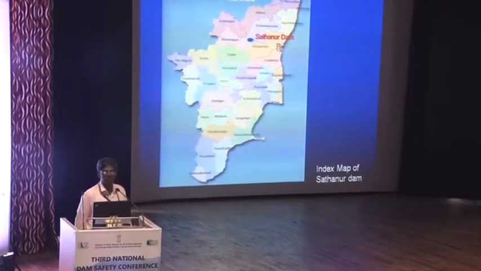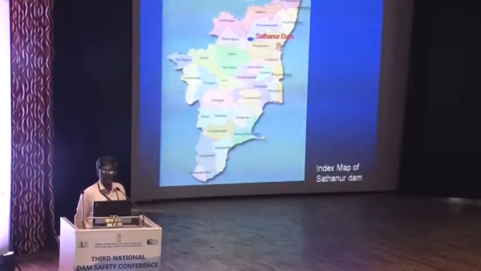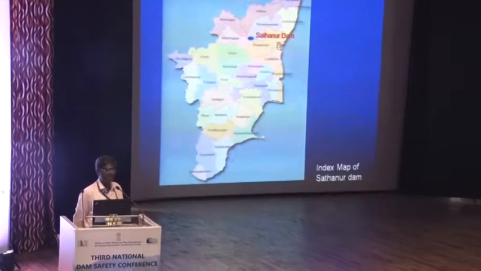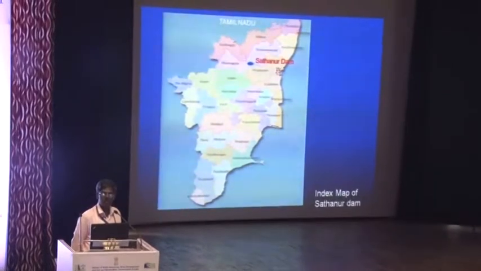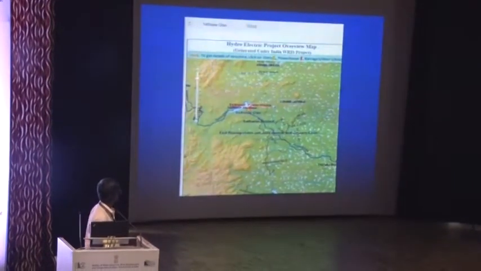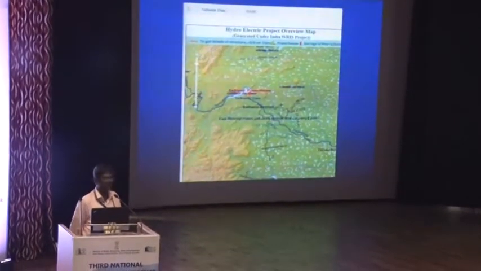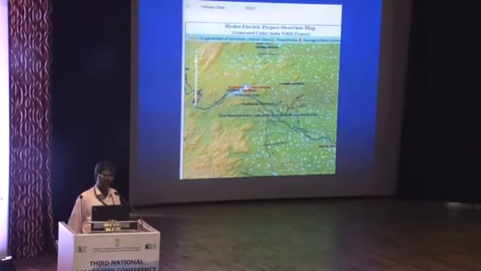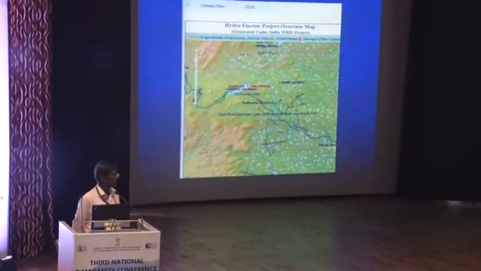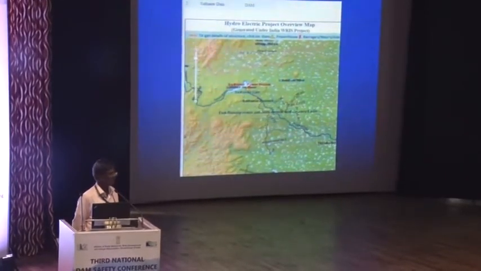Now coming to the Sathanur Dam, which is one of the famous dams in Tamil Nadu, situated in Tirunelveli district, and which also serves Viluppuram and Cuddalore districts. This is a map showing Sathanur Dam with elevation as well as the river systems. In addition to the river path, we need to look at agriculture and irrigation, which are of very important national importance, as are other activities.